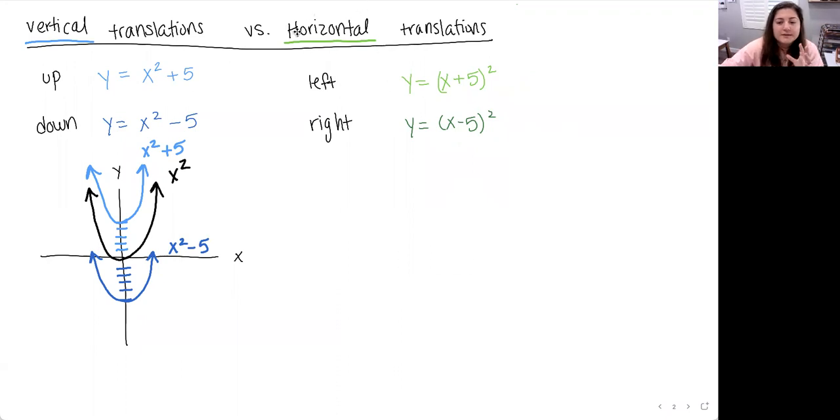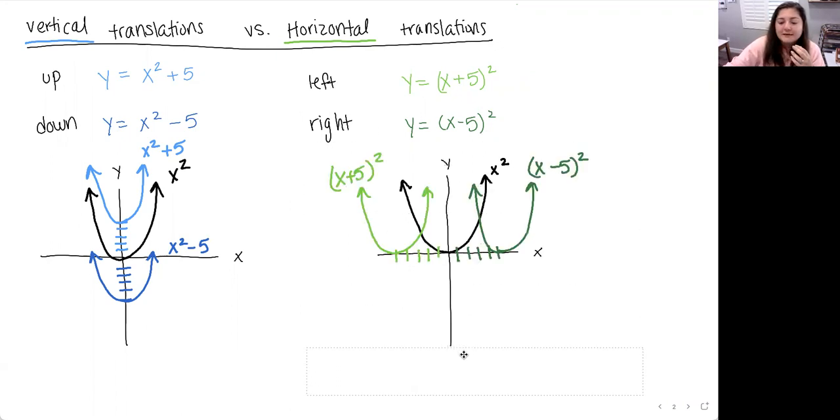And so with horizontal translations, you're kind of flipping your logic, right? So what that's going to look like is we're going to have, again, my original x squared graph. Anytime we move to the left, we're going to add 5, but we're going to add 5 within the parentheses, within the brackets, within the absolute value sign, within whatever form of grouping we need. And again, that's because it's all going to be horizontal.